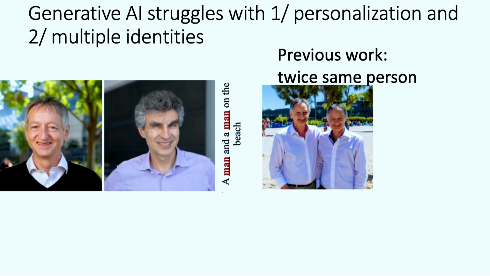It also struggles with attribution, multiple identities, and things like this. As an example, even if you solve the personalization problem and you ask for a picture of these two Turing Award winners, the model can be confused, and it gives you an image of two people, but it's twice the same person because it just gets confused. It doesn't know who's whom in the picture. Essentially, it has no idea of who's whom in the picture.